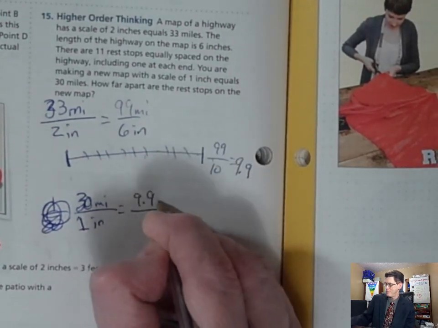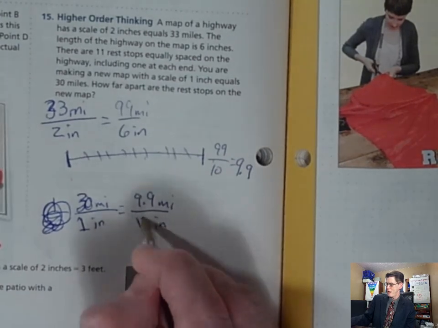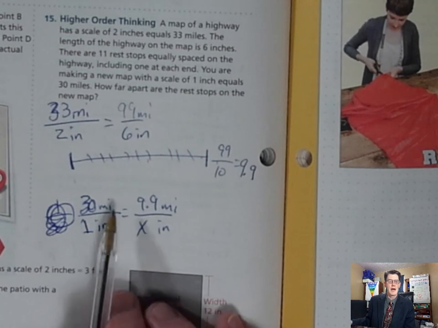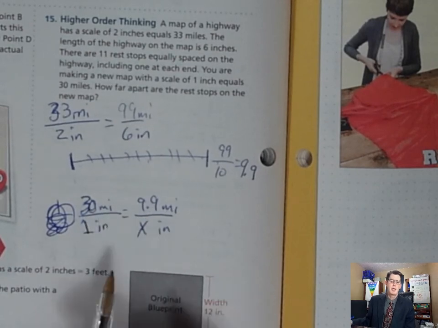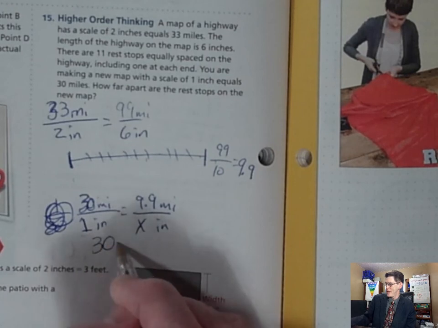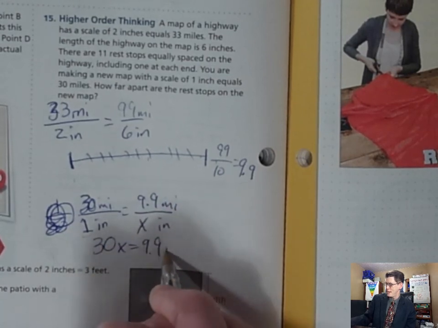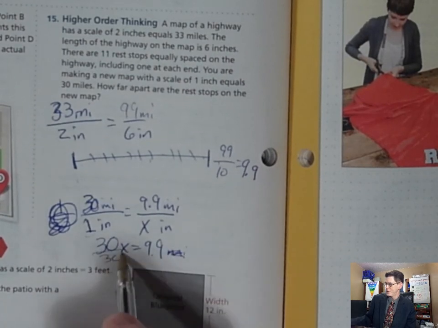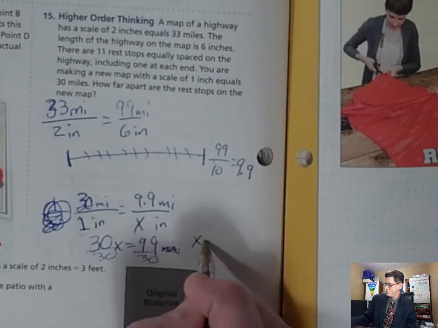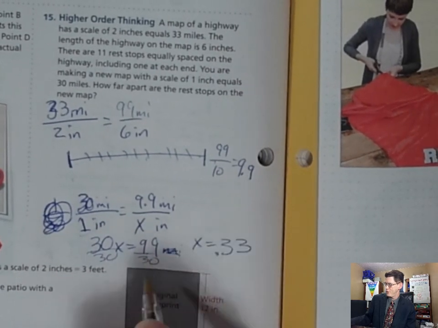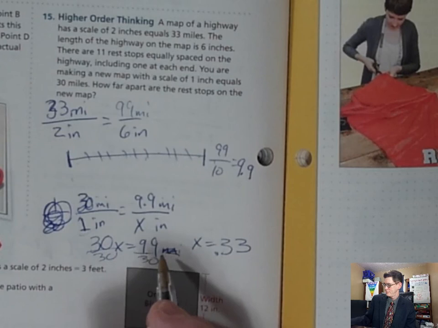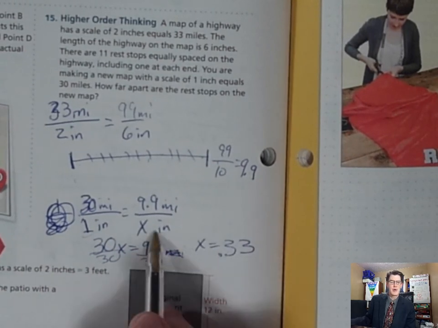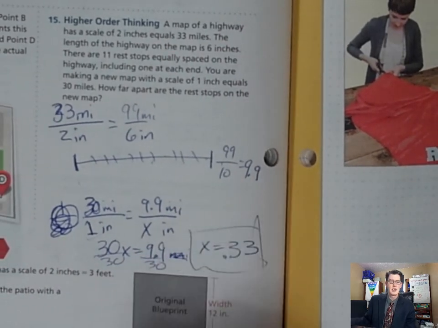So 9.9 miles, the actual, will help you know how many inches apart they are. And then you can cross multiply and divide, or you can say, well, 30 times what is 9.9. If I cross multiply, 30 x's are 9.9 miles. Divide both sides by the 30. So x becomes 0.33 if you work that out on your calculator, 9.9 divided by 30. How far apart are they? 0.33 inches, or a third of an inch.